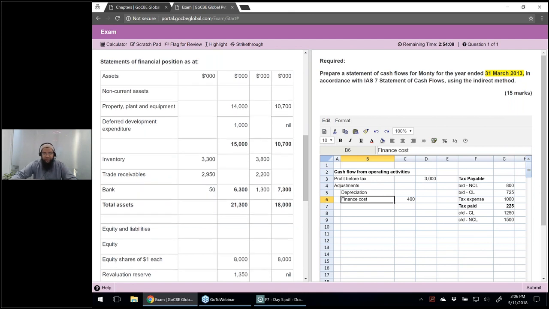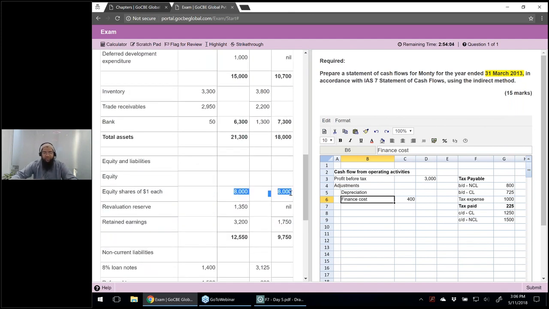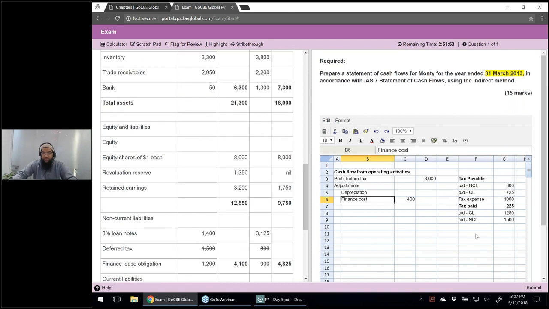And then we have equity shares, which are actually the same. This means that no share capital has been issued during the year. We have some revaluation reserve, which was nil and 1350 now. We have retained earnings 1750 and 3200.